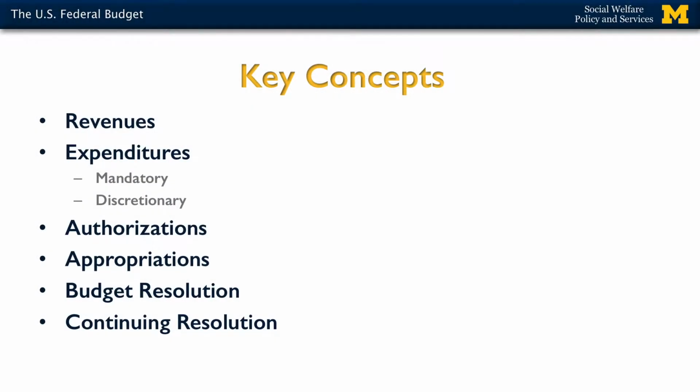I'm Kristen Seefeld, and today I'm going to give you a very quick walk through the U.S. federal budget and the processes associated with it. There's a couple of key concepts that we're going to cover during this brief overview: revenues, expenditures, both mandatory and discretionary, authorizations, appropriations, a budget resolution, and then a continuing resolution.